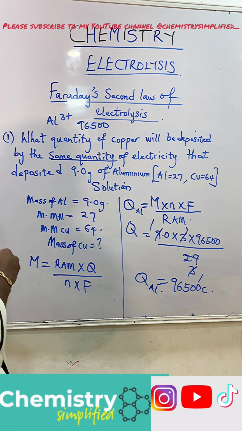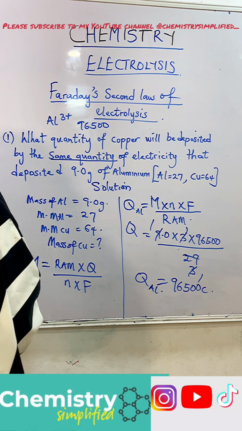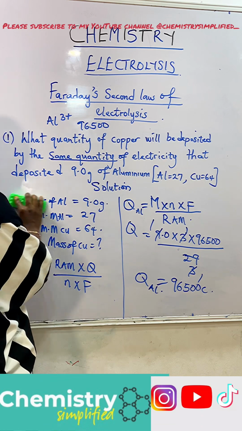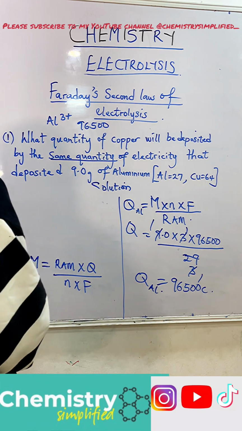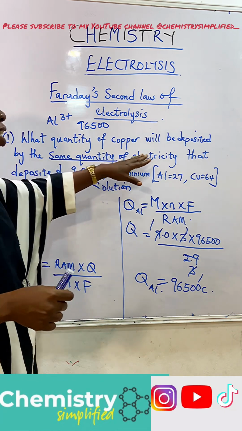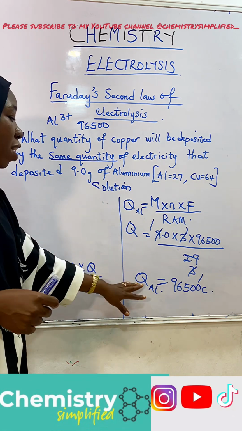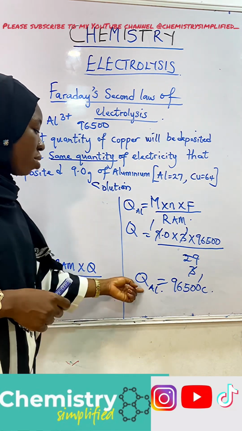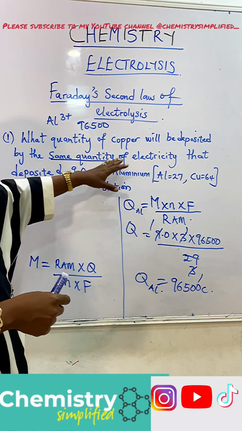Now let's go back. Remember, we are looking for mass of copper, not quantity of aluminium. Now let's go back and look for mass of copper. In order to calculate mass of copper, let's quickly go back to the question again. They said, what quantity of copper will be deposited by the same quantity of electricity that deposited 9.0 gram of aluminium? Which means that the quantity of electricity that deposited 9.0 gram of aluminium is 96500. So this quantity of electricity will also be the same quantity of electricity that will deposit copper.